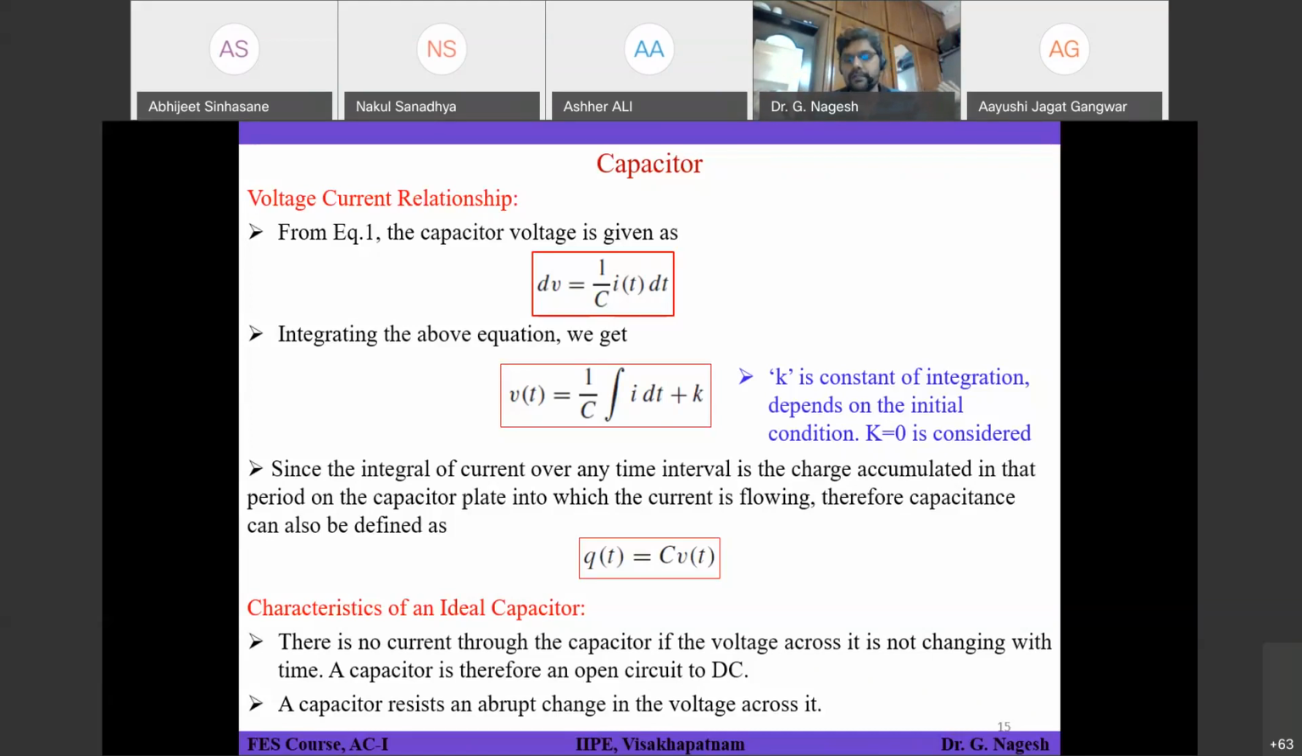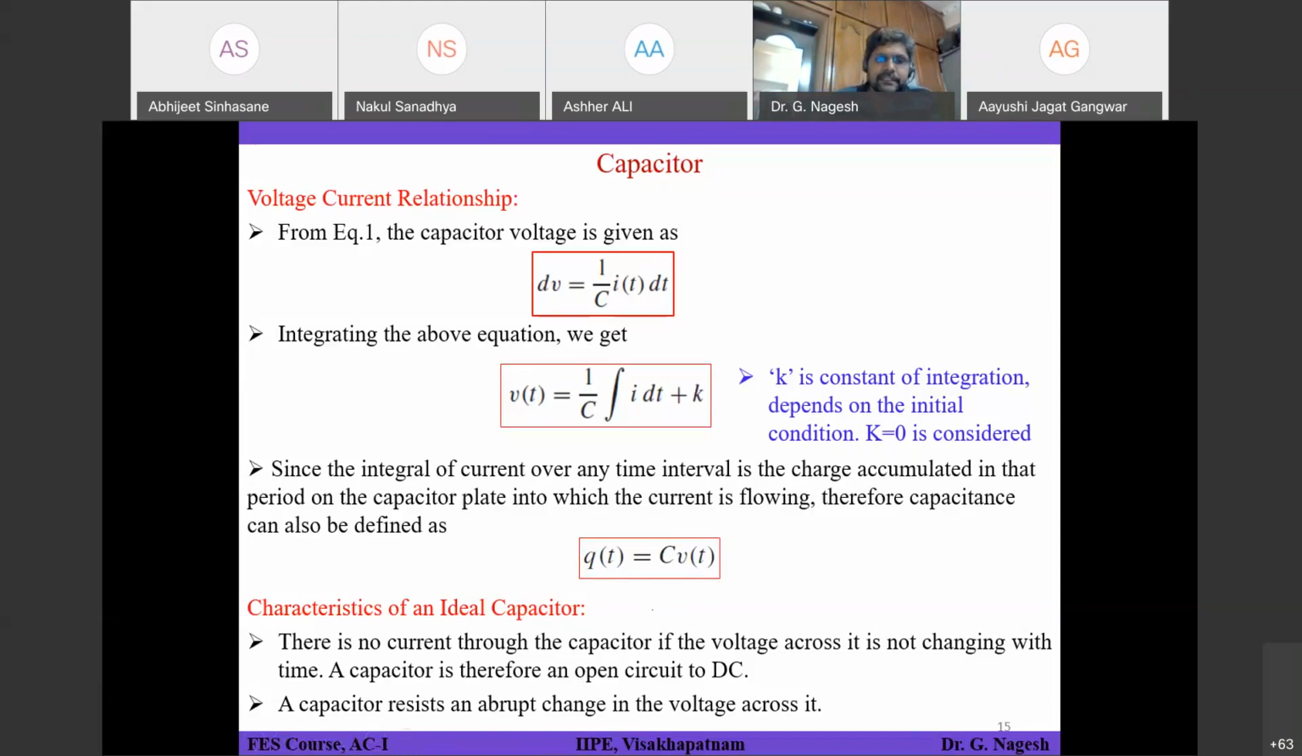Right, so this is the expression when you consider that the initial energy is not present in your capacitor, and Q is equal to C into V of t. This is one way of representing the capacitance of the capacitor. Now, the characteristics of an ideal capacitor.